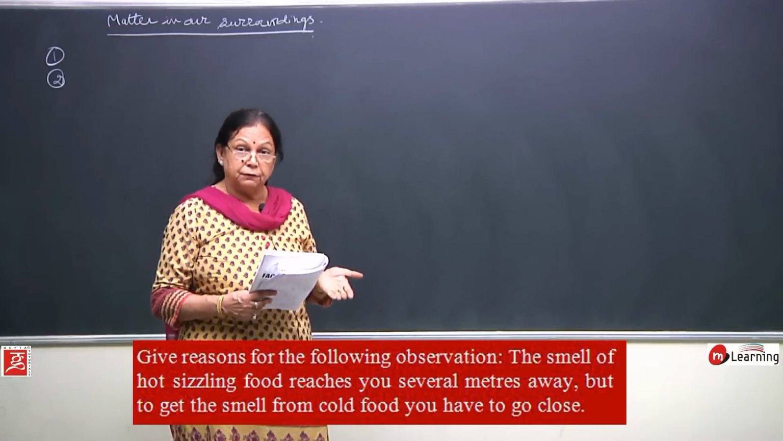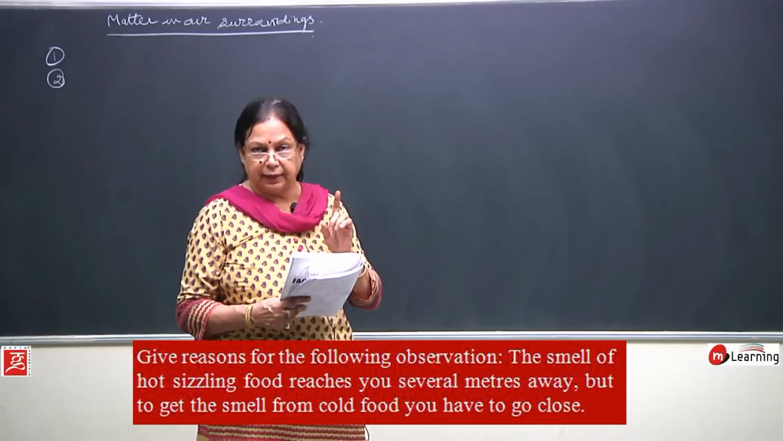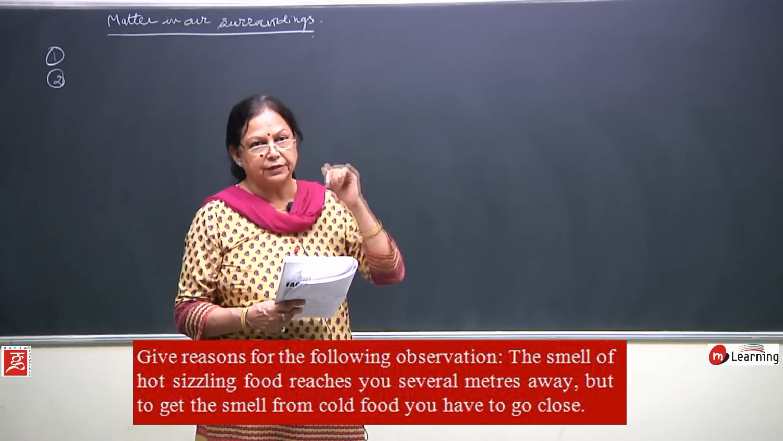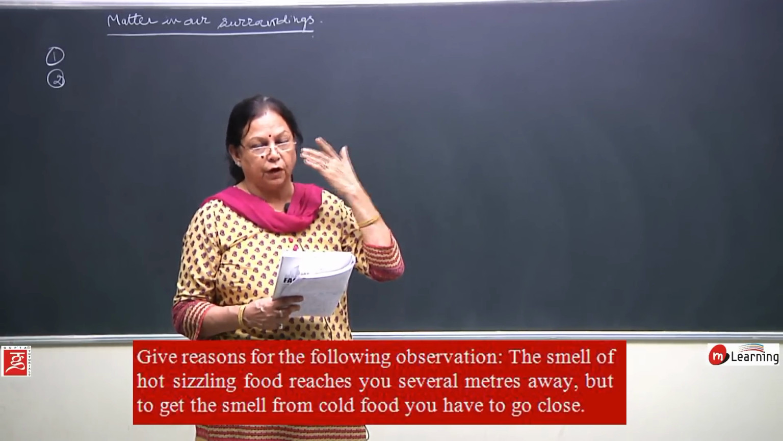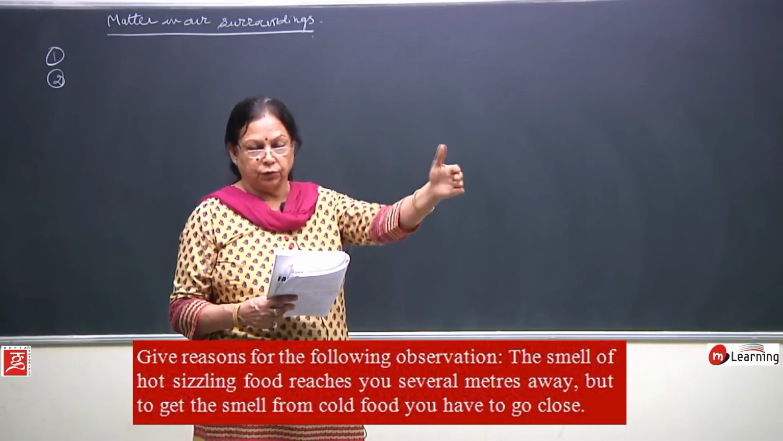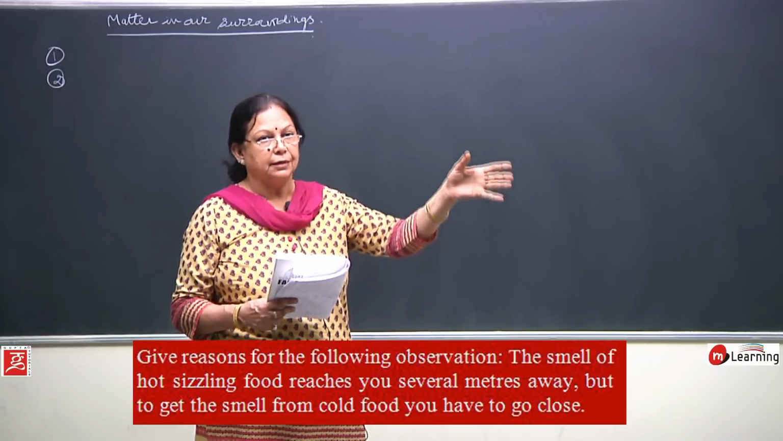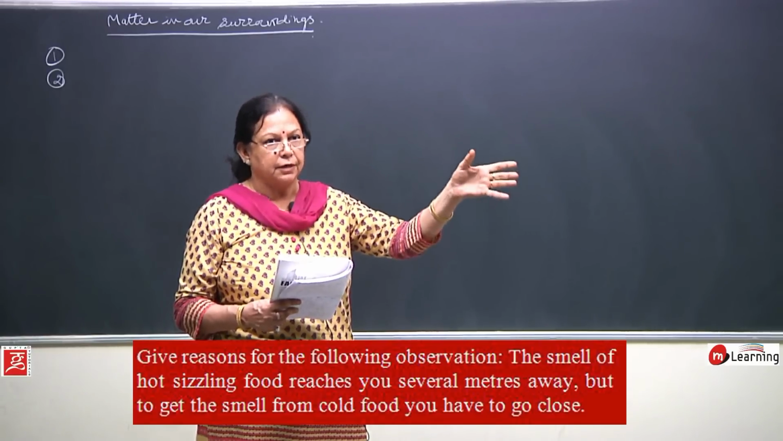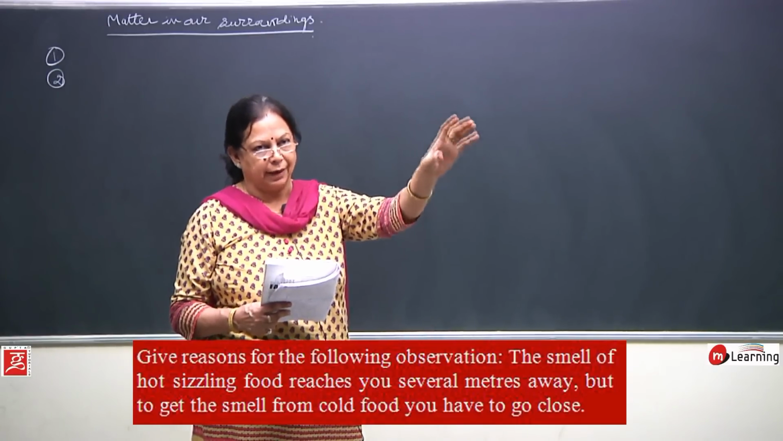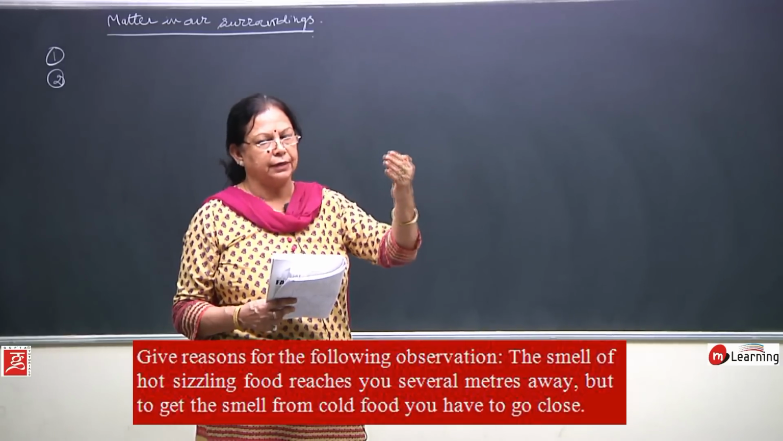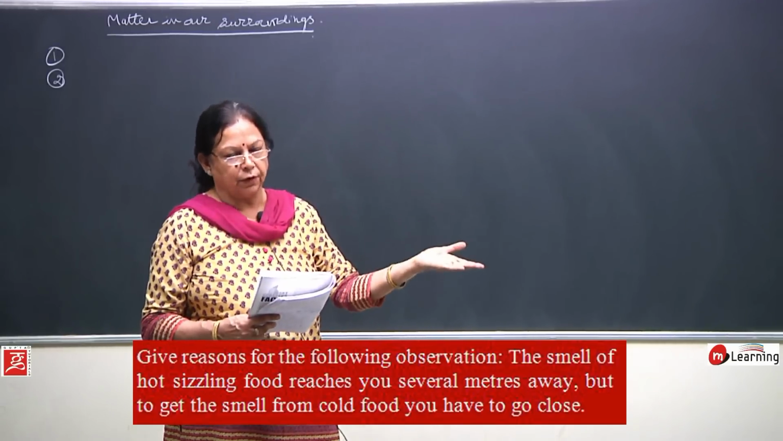Then the diffusion, as we know, the rate of diffusion increases with the rise in temperature. And how is that smell coming from hot or cooked food? Through the air. So that aroma means the dissolved smell of the cooked food mixes up with the air, and because it is hot, it reaches our nose and we can smell it from the kitchen only.